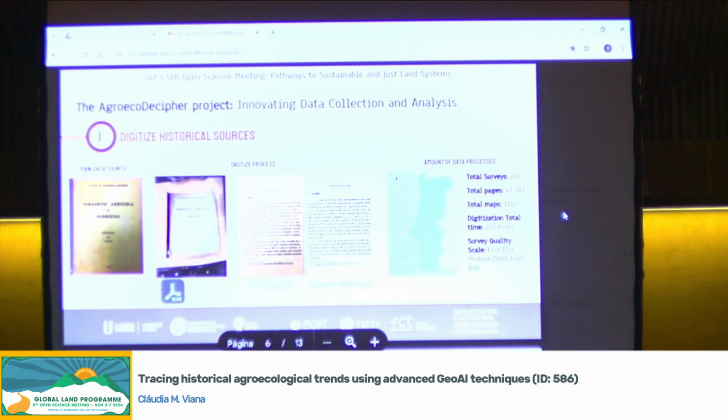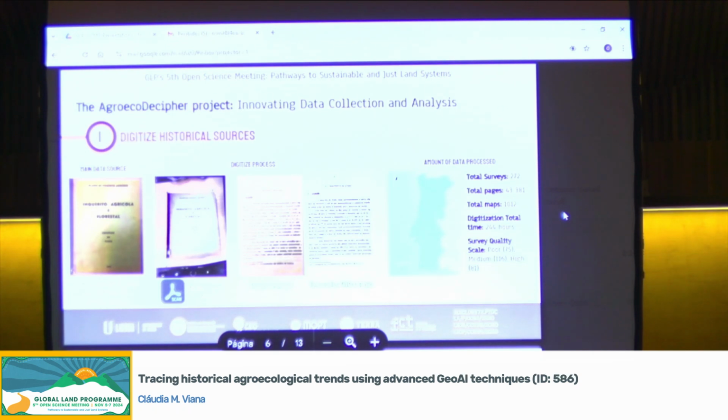The first task of our project was digitizing the historical source. We chose a main source, a survey from the 1950s. Agronomists and foresters traveled around all of Portugal in the 1950s, collecting information not only about agriculture but also forestry, the environment, and how it was at that time.